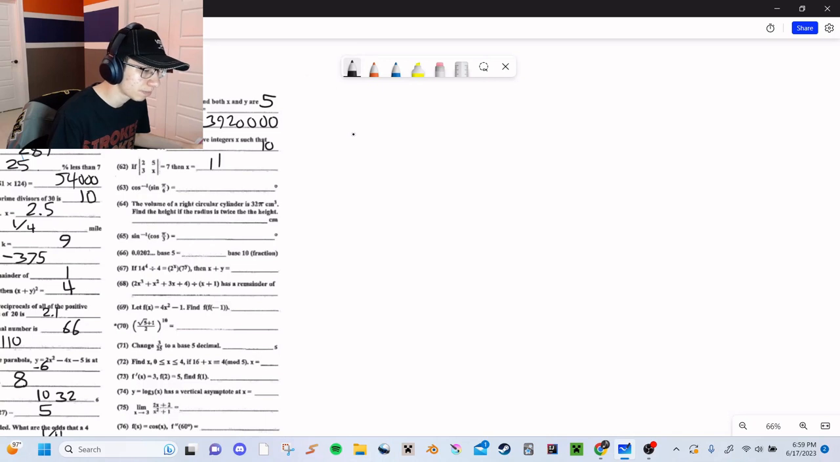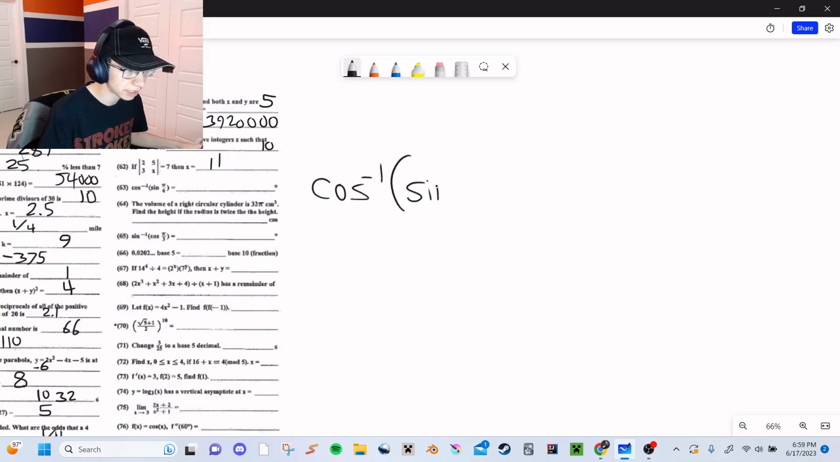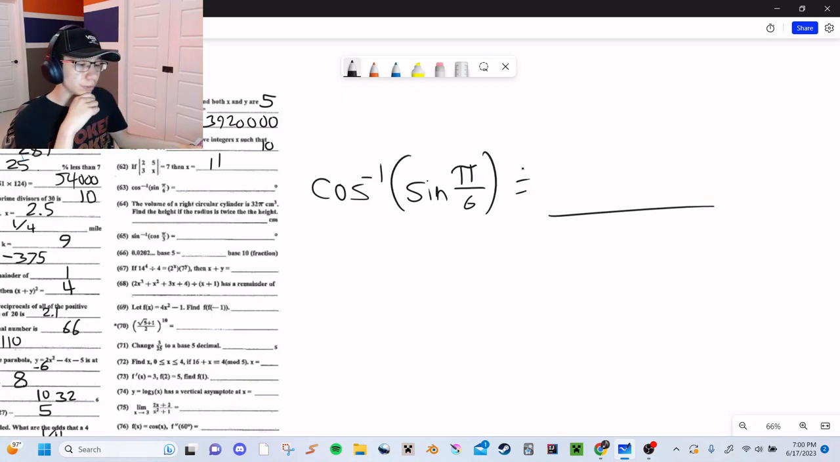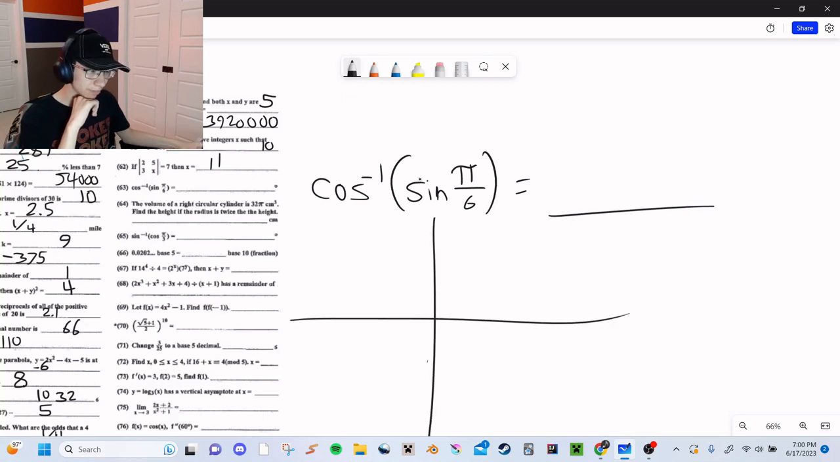Okay, 63. The inverse cosine of the sine of pi over 6 is equal to what? So the sine of pi over 6, okay. So you gotta be familiar with something we call the unit circle. I mean, you could build a triangle, that's another way, but I like using the unit circle.